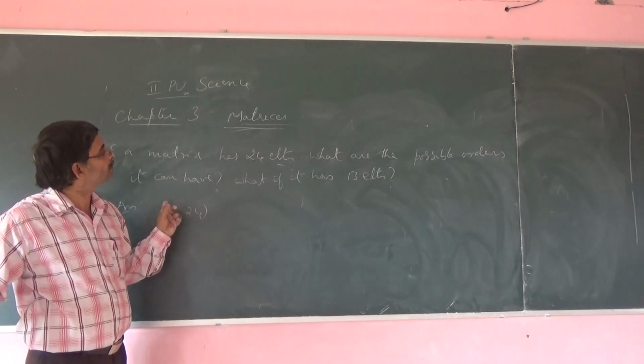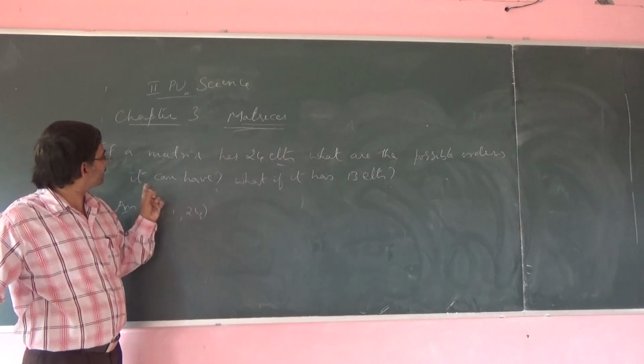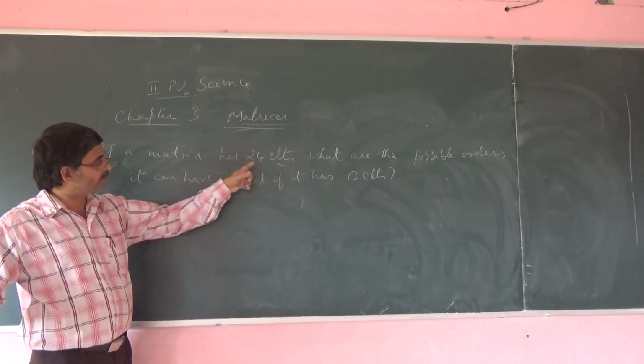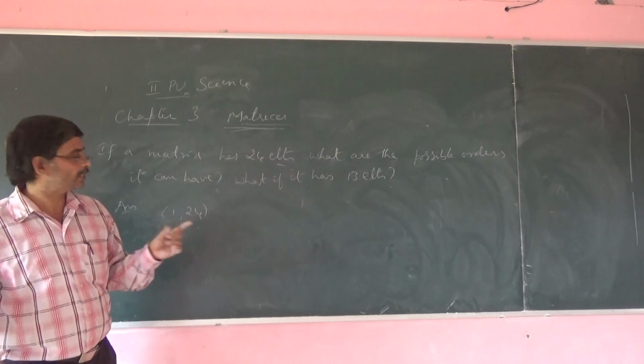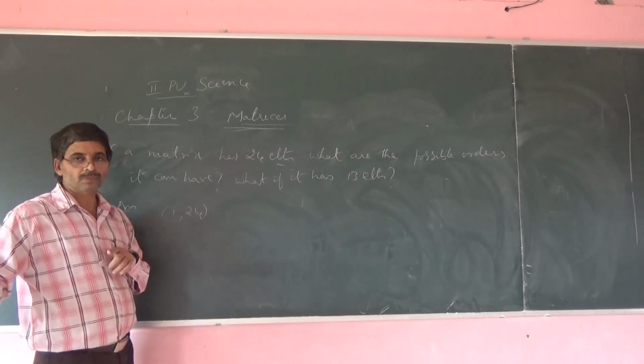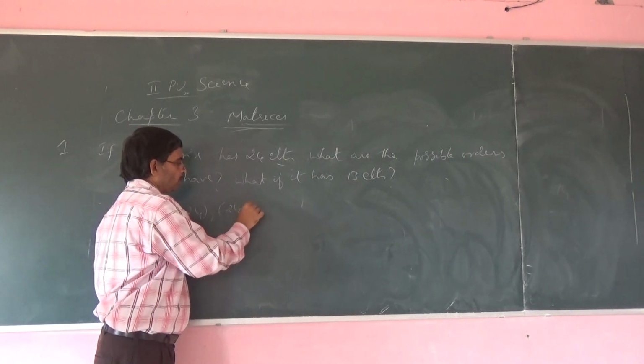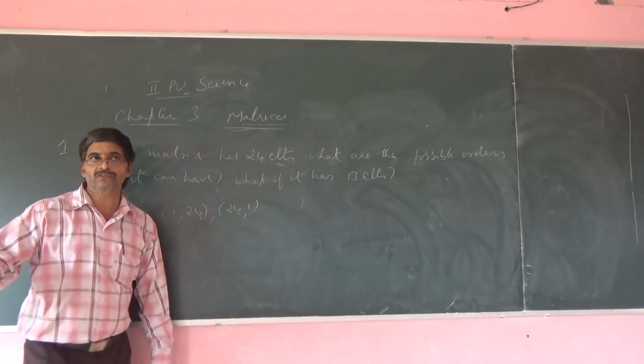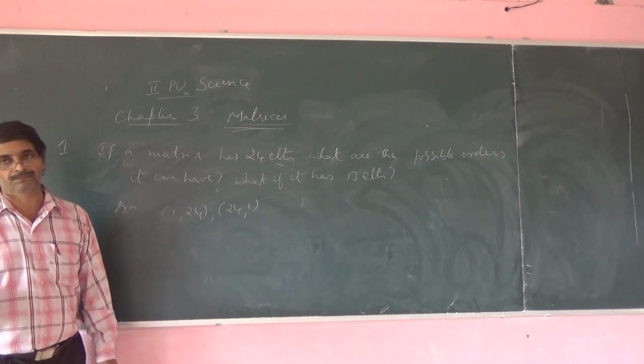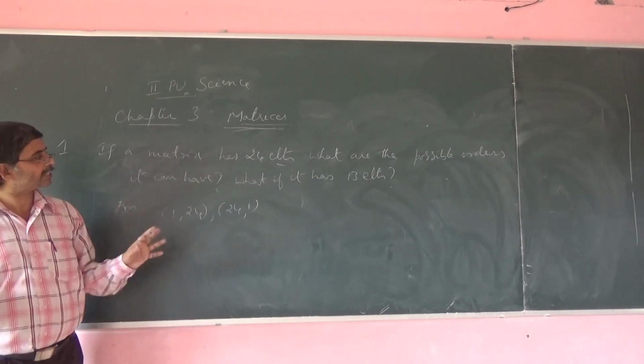What are the possible orders it can have? 1 and 24, because 1 into 24 is 24. So that is 1 row, 24 columns. Same way, you can reverse also, 24, 1. That is 24 rows, 1 column, because the product is 24.